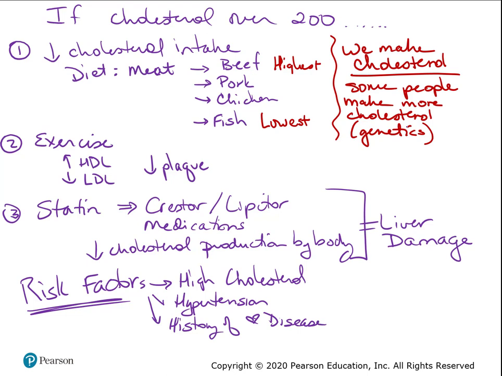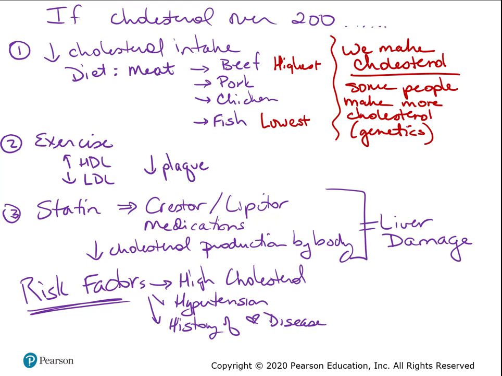So if your cholesterol's over 200, it might be that genetically you make a lot of cholesterol. One way you can reduce it is through diet. So just trying to cut back a little on the red meat and pork, that can help lower it some.